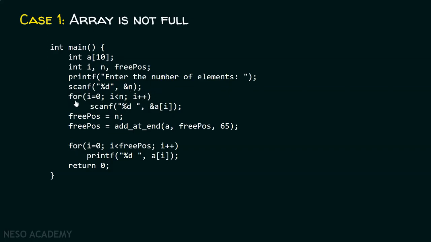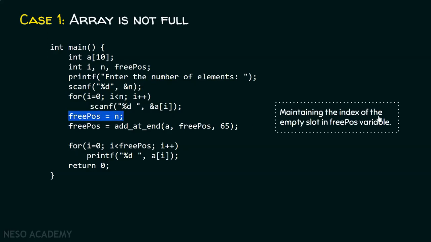After this, we will use this for loop to ask the user to enter the elements within this array A. After this, we have this free pose equal to n. Here we are using free pose variable. Now what does this free pose variable do? Here this variable maintains the index of the empty slot in an array. Okay, so this variable is actually maintaining the index of the empty slot of an array.